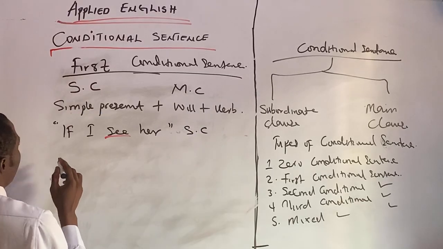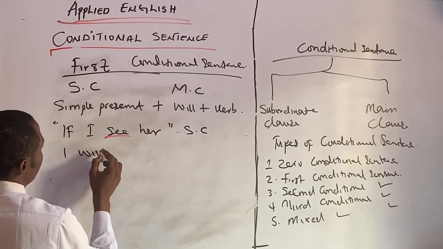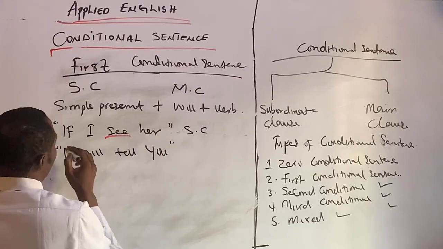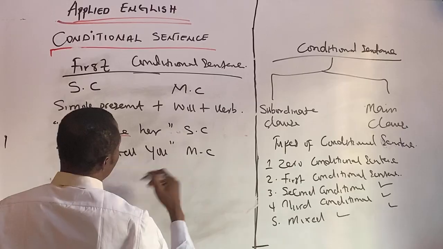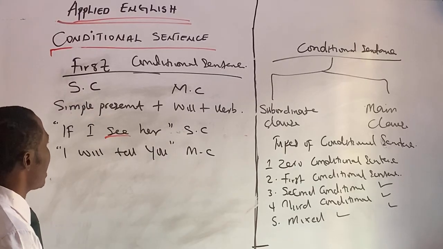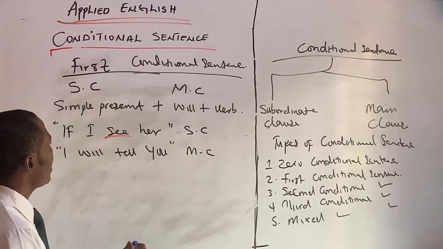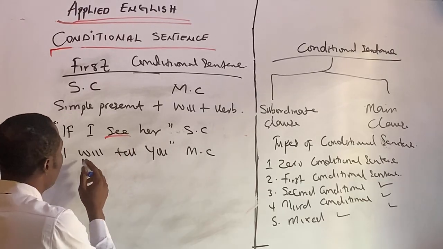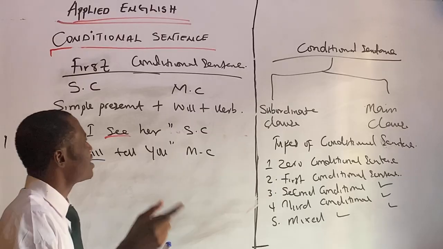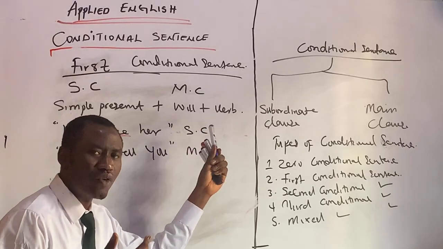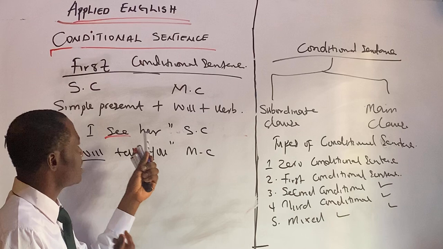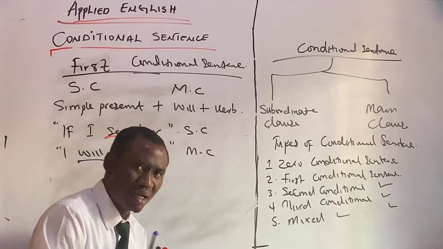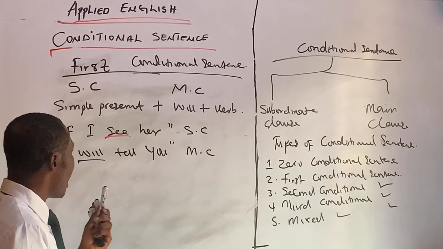If I see her, I will tell you. All right, this is the main clause. Now, for the main clause, notice that I will is the modal auxiliary verb. All right, so the will is also going to tally with the rule that we have on the board. Simple present tense for the subordinate clause and will plus verb for the main clause. If I see her, I will tell you.